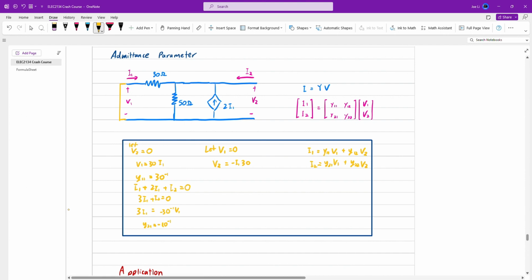Now we go Avogadro, and now we can deduce that Y12 is going to equal negative 30 Siemens, inverse Siemens. Now doing the same thing, we have I2 plus 2I1. What is I2 plus 2I1? I2 plus 2I1 would be this current. I2, this current. This is I2 plus 2I1.